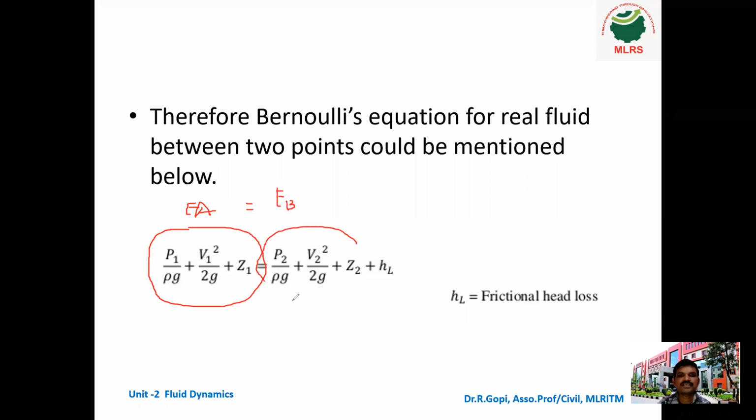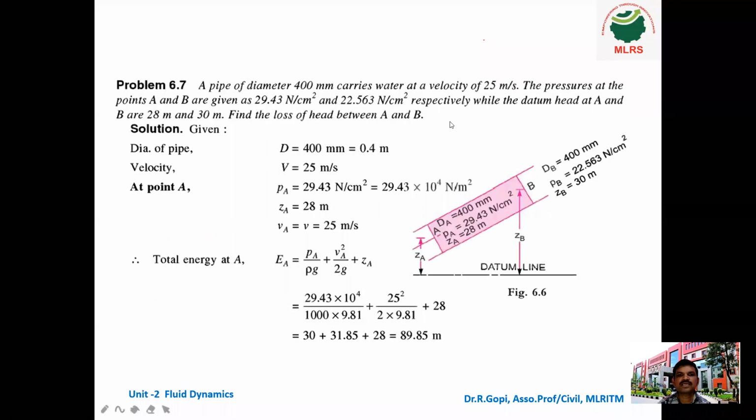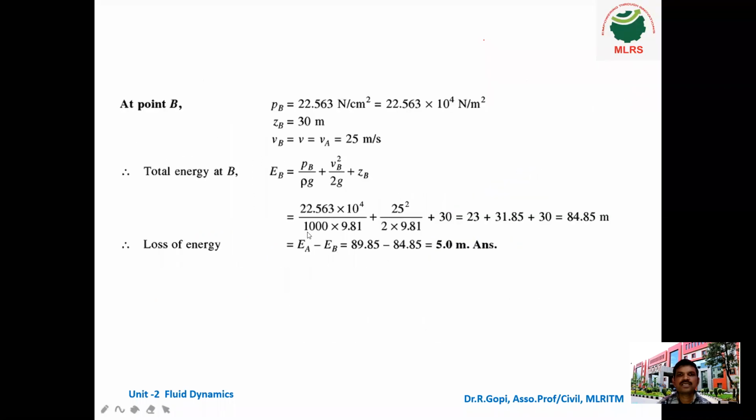Okay, so this is the equation for EB, the total energy at point B, plus HL. Suppose I want only HL, it means EA minus EB. So that is the equation. Here you can see EA minus EB is equal to 5 meter. So this is the answer. This is the loss of head due to friction, or frictional head loss. Sometimes it is called only the loss of head, HL.